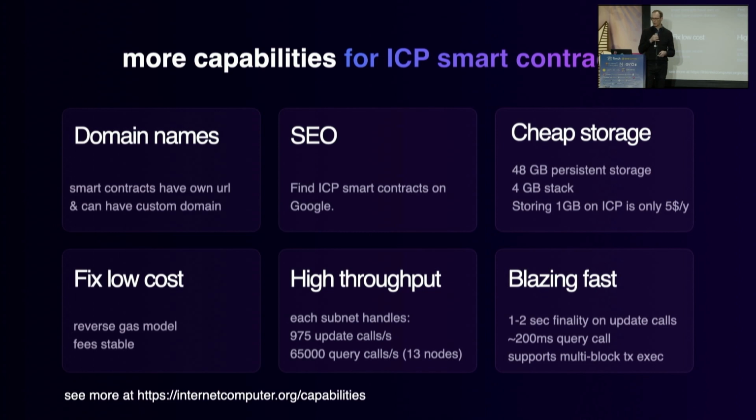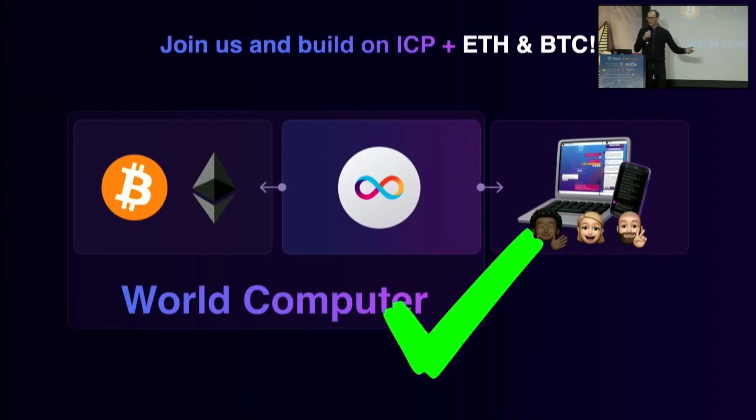It also offers high throughput. Every subnet can handle something like 975 update calls per second, and even more query calls. That of course depends on nodes, because the queries are just served by the single nodes. But on a small 30-node subnet, you can handle like 65,000 queries a second. If you have more nodes, of course, that goes up, and we have 40 and 60 node subnets as well. It's also blazing fast. Transactions are finalized between 1 and 2 seconds, and the query call is served in under 200 milliseconds. So really what I mean here is we can realize the world computer already today.